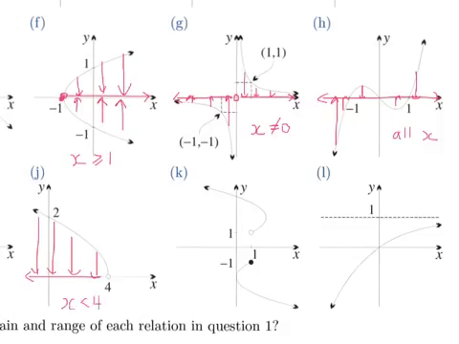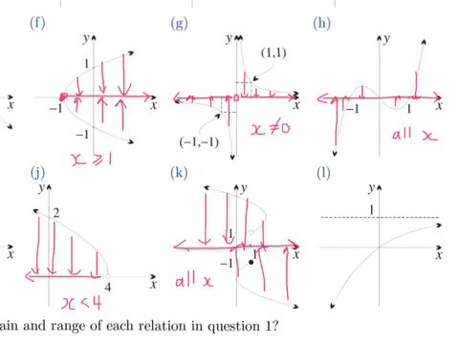Have a look at our next one. We keep on drawing lines down and lines up. Okay, pretty much overlaps and completely covers the x-axis. So again, we've got a domain of all x. And finally, drawing all our lines, again, we pretty much cover the whole x-axis. So the domain is all x.